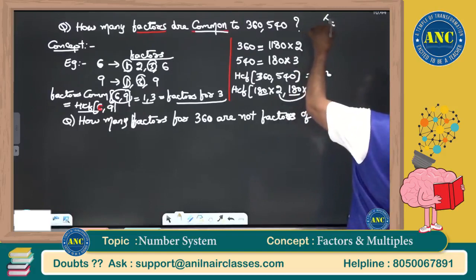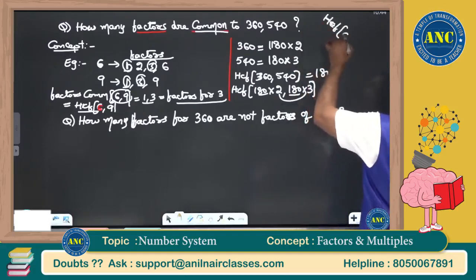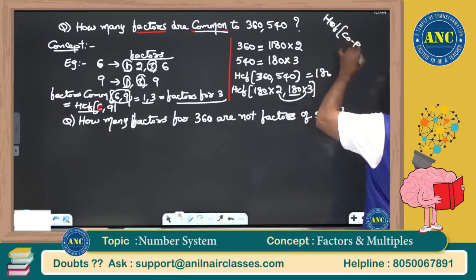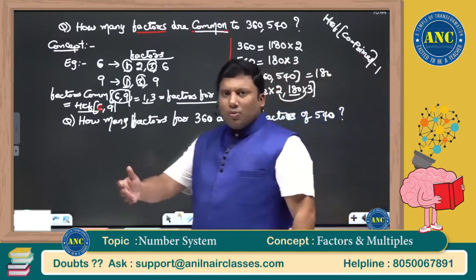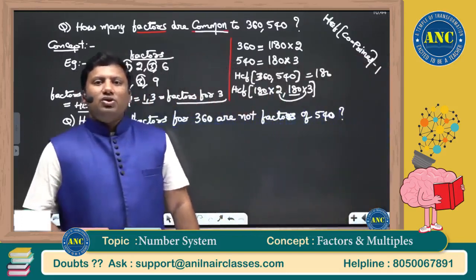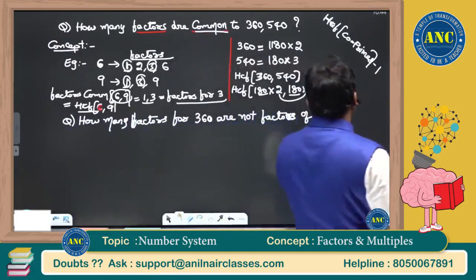Write down one important key point: HCF of coprimes is always 1. So 180 is taken out, and the remaining 2 and 3 are coprimes. Anyway, in tomorrow's class I am going to discuss HCF in detail. So the HCF is 180.